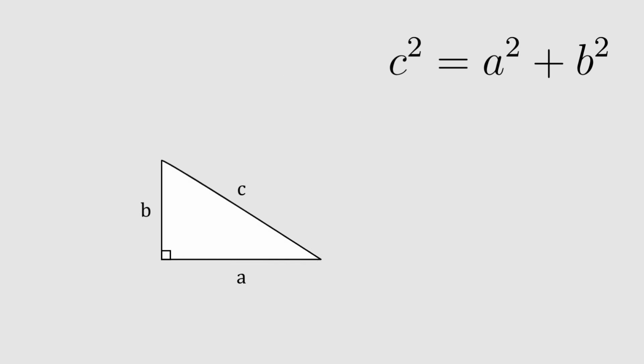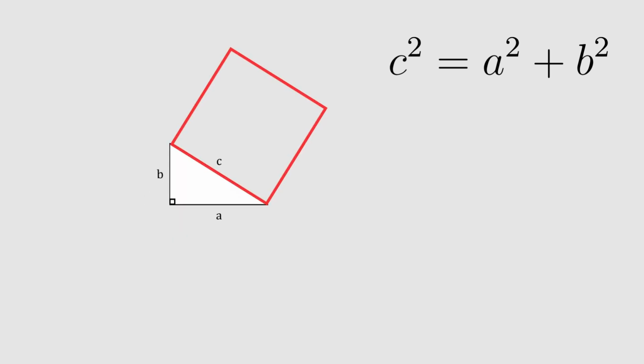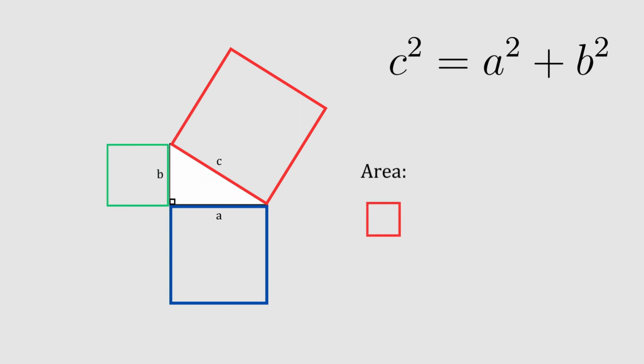Now, let's delve into why this equation takes the specific form. When you create squares using the lengths of the sides of the triangle, with each square having all sides equal, you'll find that the area of the largest square, representing C, is equal to the combined areas of the other two squares, representing A and B.